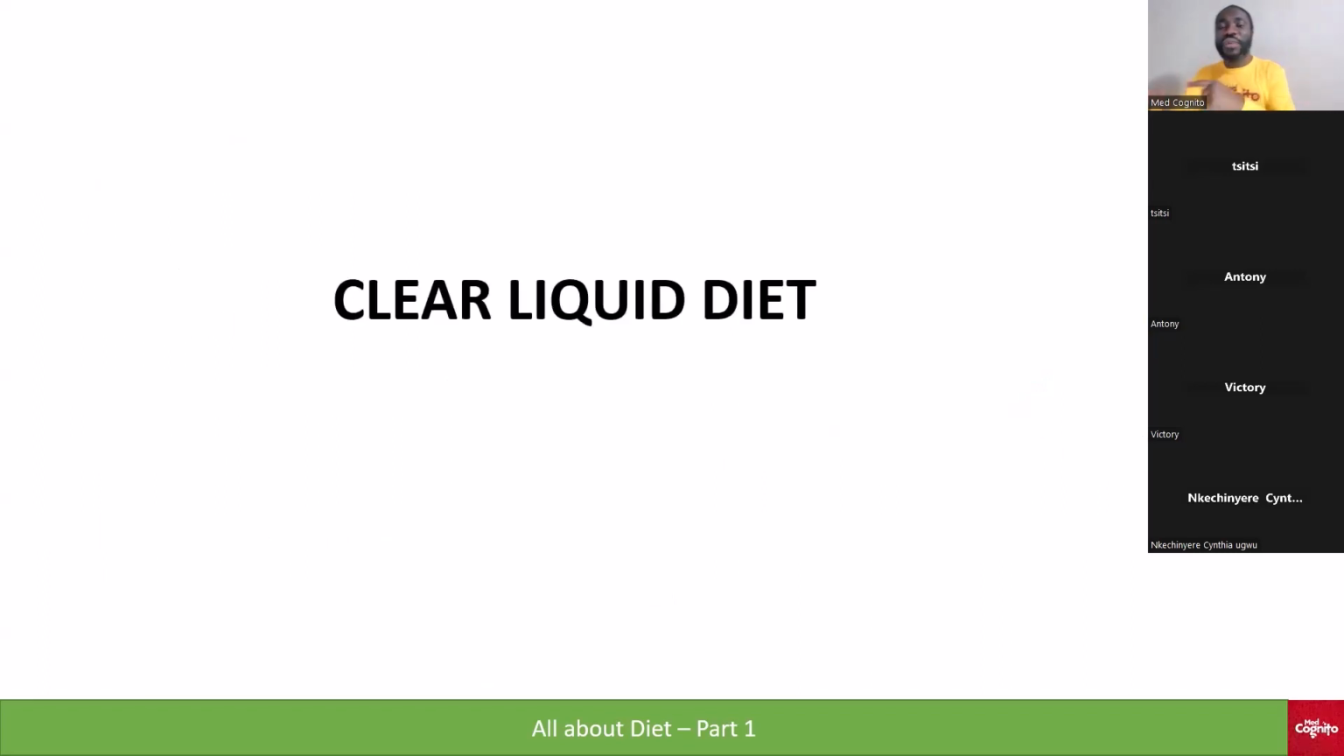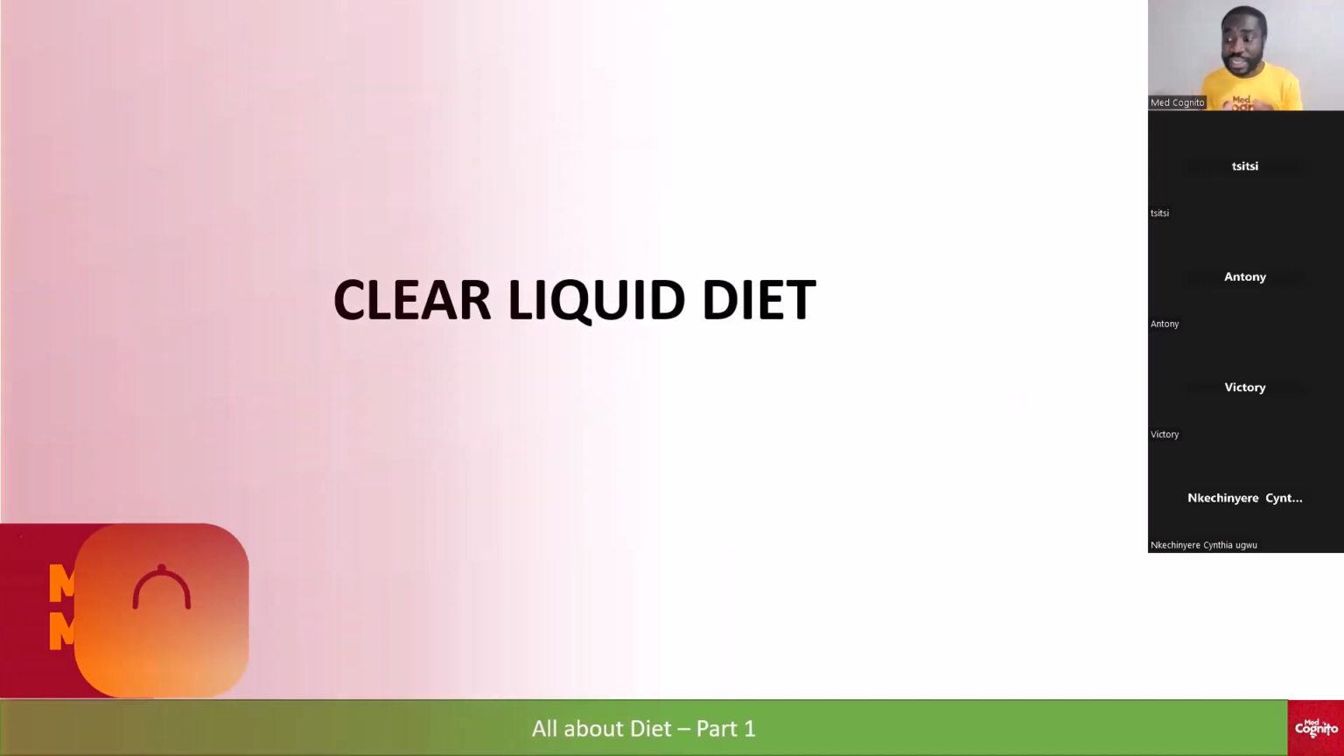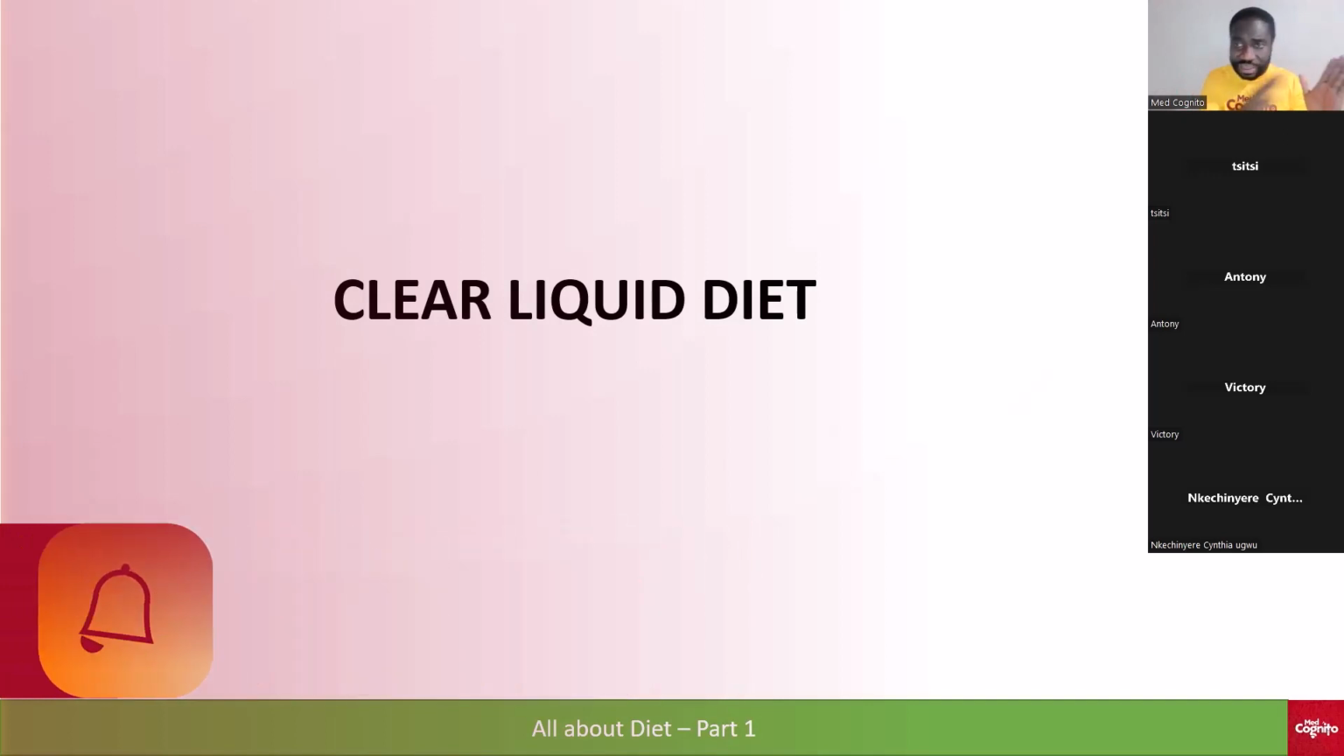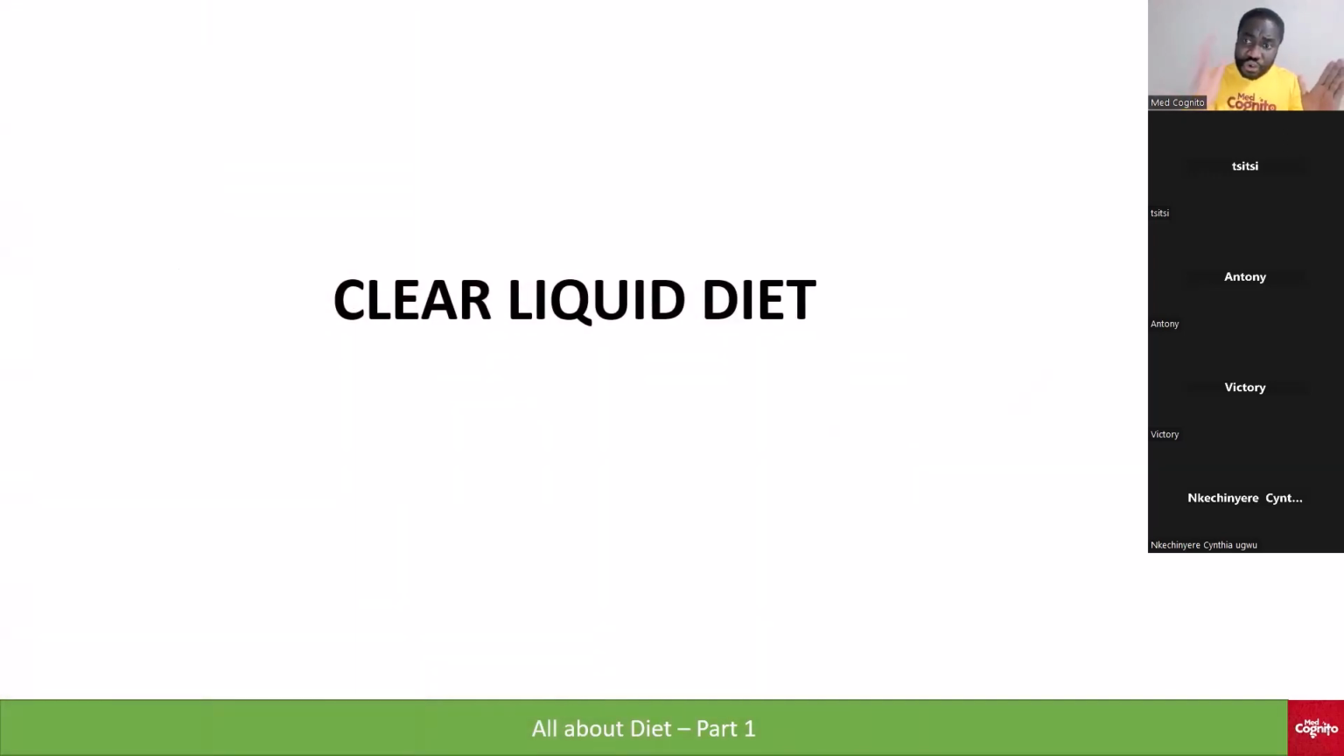Let's go. Now the other one we can look at is what we call a clear liquid diet. Remember, we are talking about diet and we are talking about therapeutic diet. So we've looked at nil per os, nothing by mouth, nothing at all. No food, no medication, nothing. To give bowel rest and to prevent aspiration. Now let's talk about clear liquid diet.